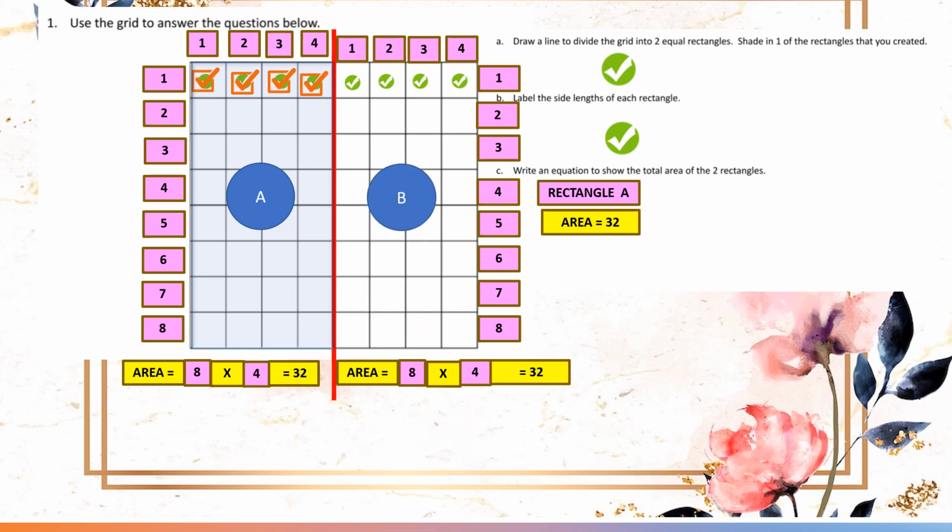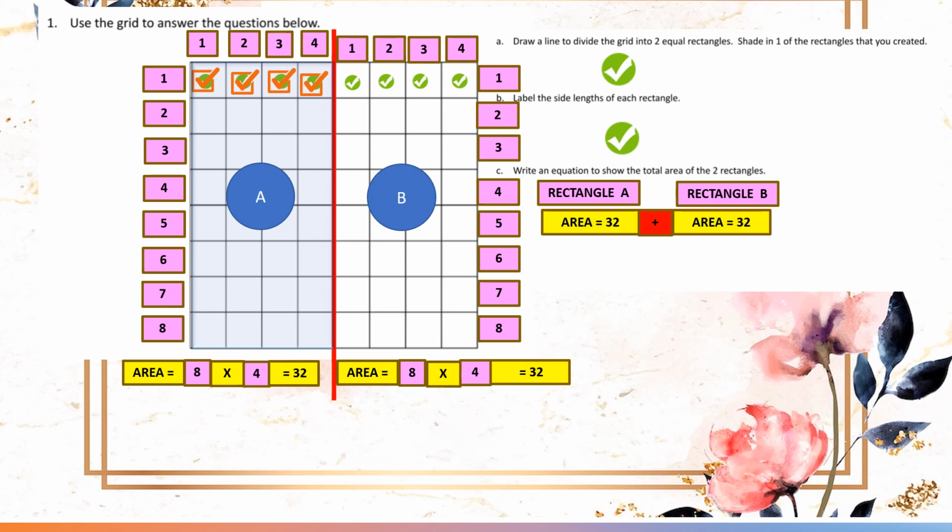And that means the other rectangle is going to be rectangle B. And so we're going to write down that we're going to add rectangle A to rectangle B. So the area of rectangle B also equals 32. So on your papers, you should have rectangle A, area equals 32, plus rectangle B, area equals 32. So we have 32 plus 32.